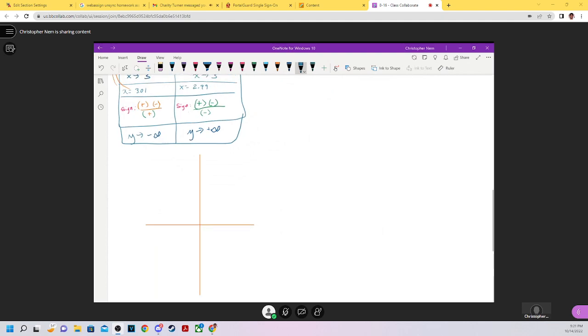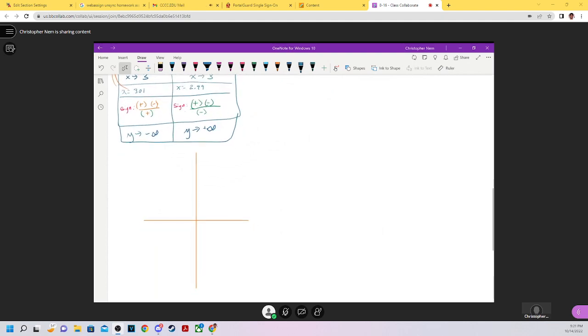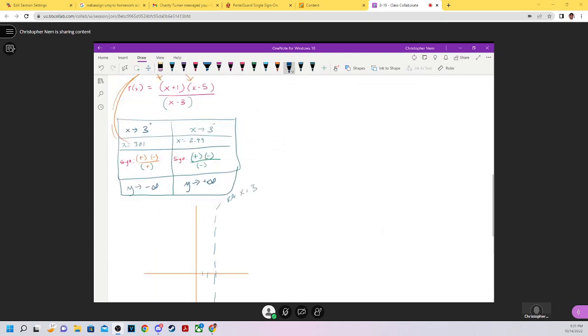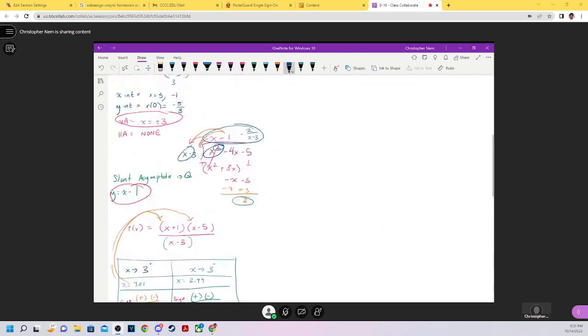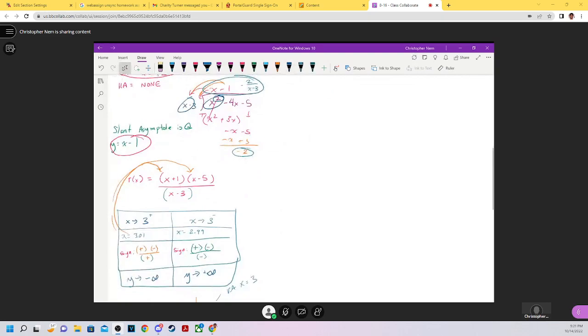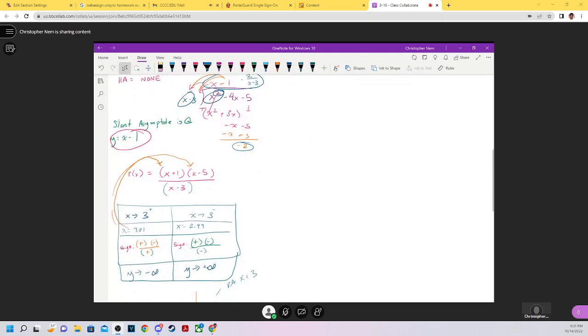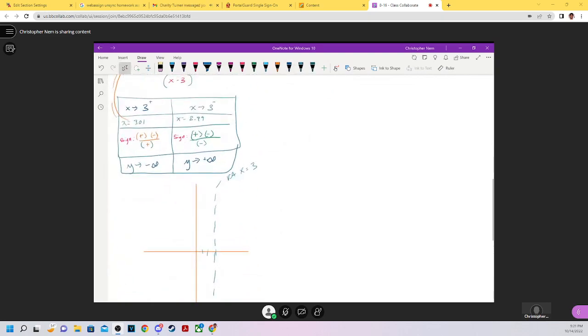Oh, well. Now when I actually draw my function, the vertical asymptote was at 3. 1, 2, 3. So I draw a dotted line. This is my vertical asymptote, x equals 3. And then I can draw my slant asymptote. It's the function x minus 1. We should know how to graph that. Your slope is 1. Your y-intercept is negative 1.